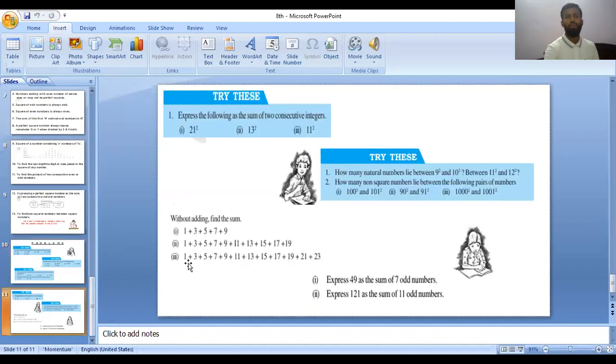Okay, here's the question. Look at this question. The question says, without adding, find the sum. And what is the question? 1 plus 3 plus 5 plus 7 plus 9, meaning the sum of first odd natural numbers. So in order to answer the first question, I need to check how many odd numbers there are. See, 1, 2, 3, 4, 5. So the answer is 5 square, which is 25, right?